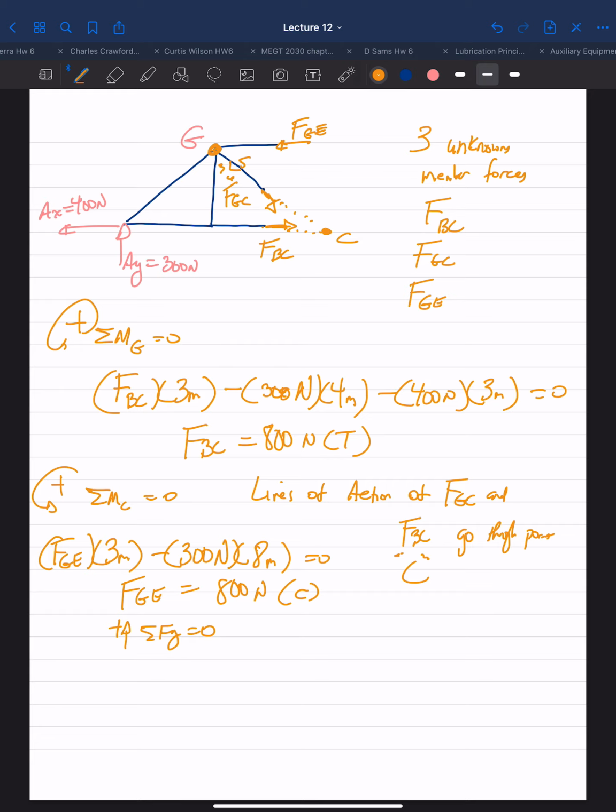Last but not least, sum of our forces in the y direction. You have your AY, which is 300 newtons, minus your FGC times 3/5. FGC is 500 newtons in tension. So that's the technique to solving these problems.